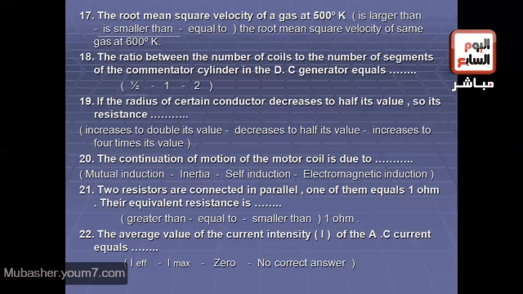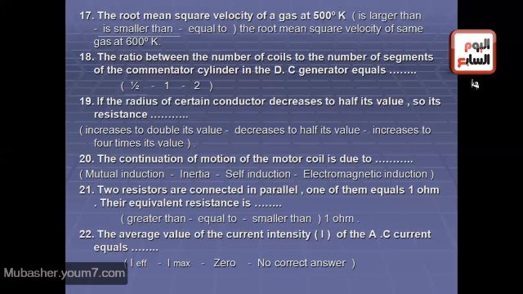Two resistors are connected in parallel. One of them equals 1 ohm. The equivalent resistance is... you must remember that the equivalent resistance of a group of resistances connected in parallel must be less than, yes, the smallest one. So the answer will be smaller than 1 ohm. Very good. Another sentence. The average value of the current intensity of the AC current equals, yes, equals 0.